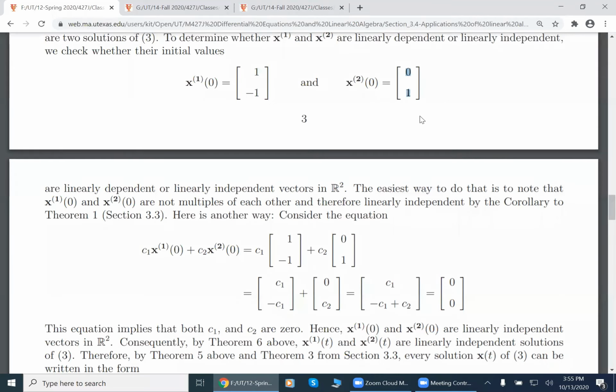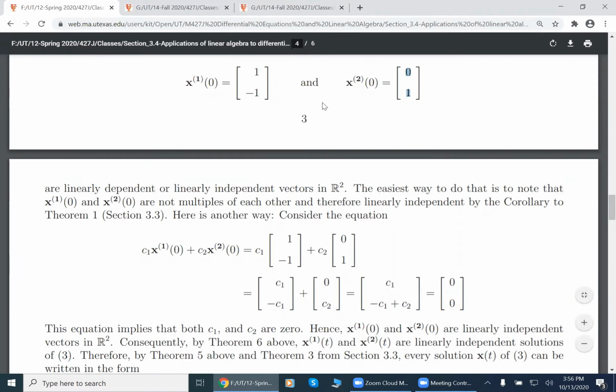We can also use the definition of independence. Multiply this by C1, multiply this by C2, add up, move C1 inside, done, move C2 inside, done, add these two columns, done. Note that this is equal to 0 if and only if both C1 and C2 are equal to 0, which means these two columns are independent.